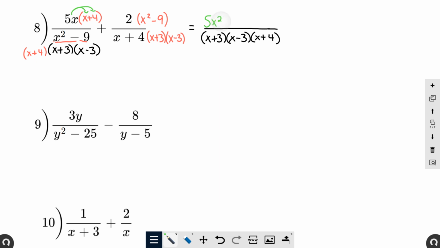Oh, I used the wrong color. Pretty though.